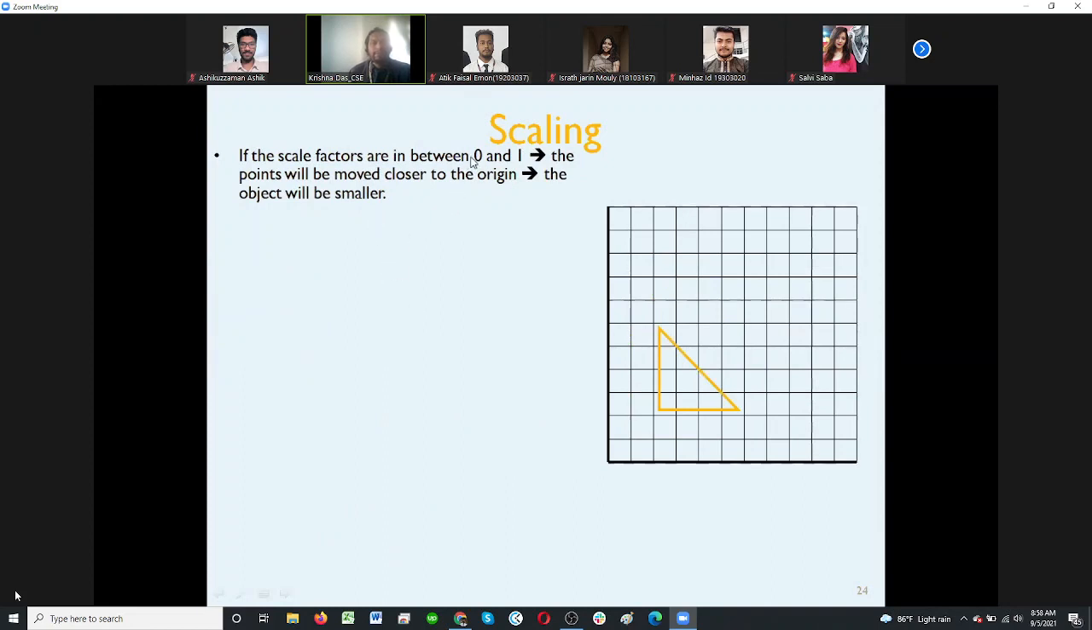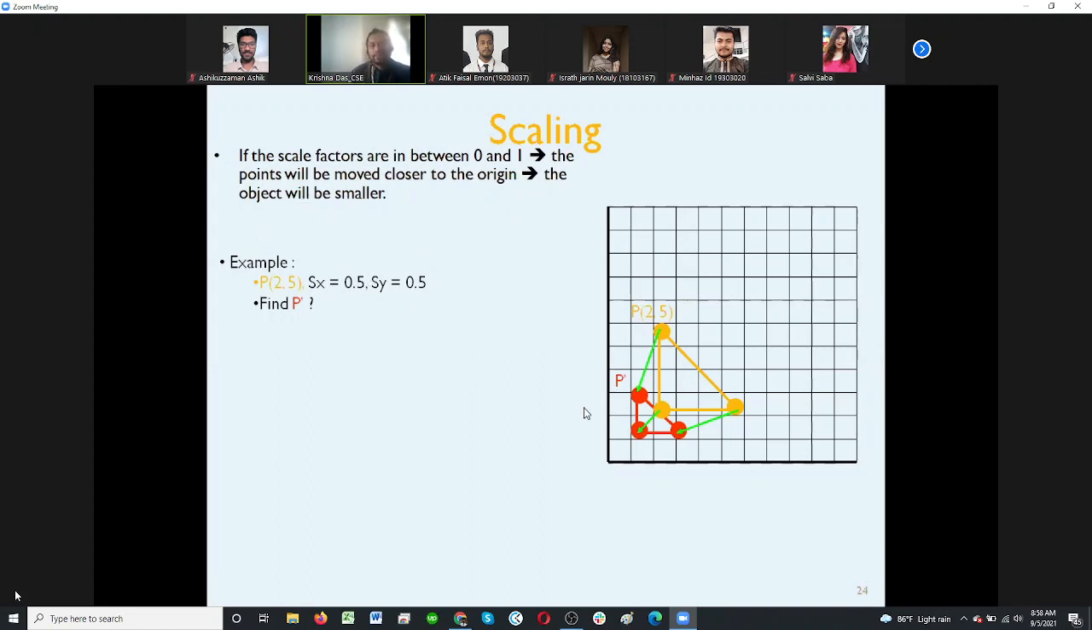Now we already said 0 and 1, that means if your factors are between 0 and 1, or less than 1, then definitely we get a reduction, the object gets smaller. What happens is, if you get a smaller object, then you are coming closer to the origin, right? That's why the points are getting closer to the origin when the reduction happens, so the scaling factors are between 0 and 1. When you have more than 1, then you are going away from the origin, which we will see as well.